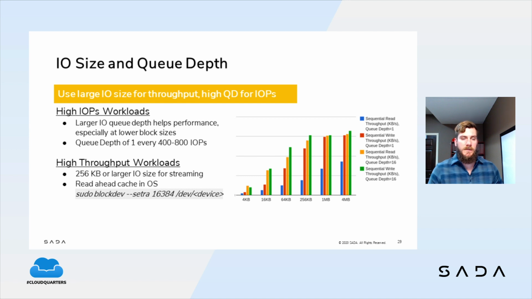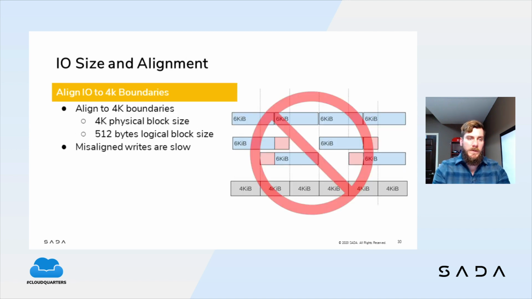One thing you really want to avoid is I/O misalignment. Behind the scenes, we've got 4K boundaries. So our recommendation is that you build all your block storage to those 4K boundaries. Any misalignment where you're stretching across a 4K block is going to have an impact on your write speeds.